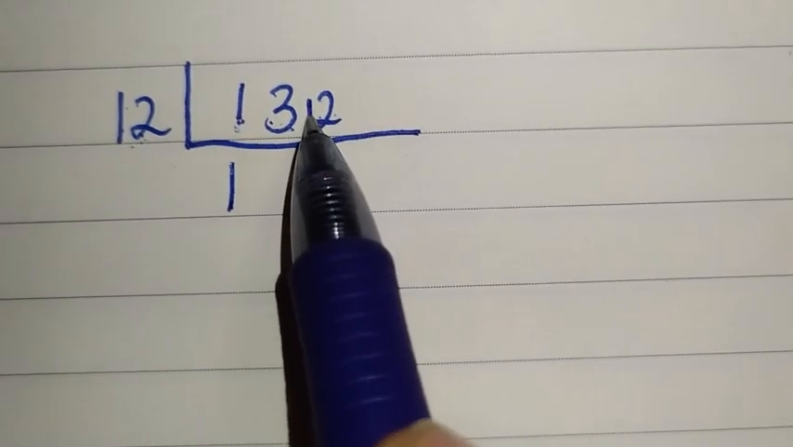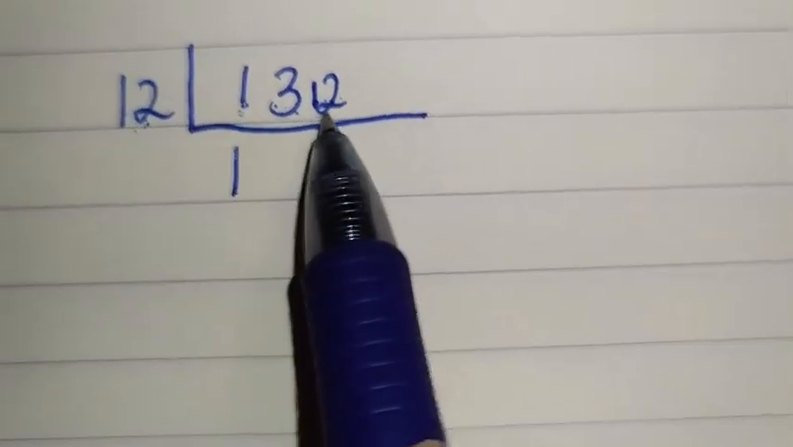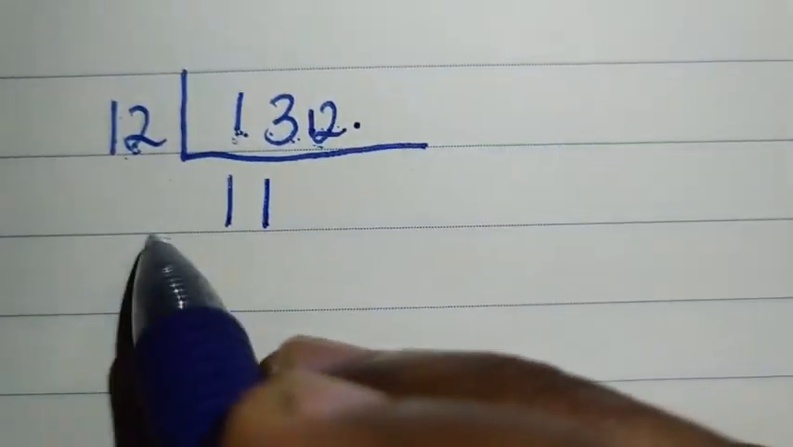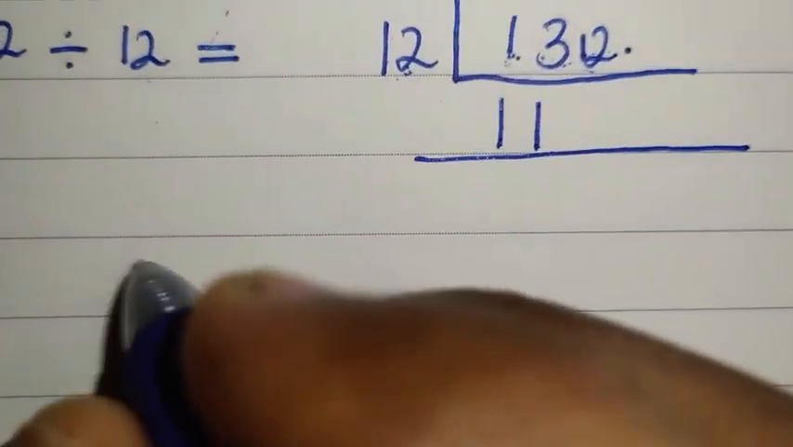So the 1 will be attached to this 2, and then I will ask again how many 12 goes in 12, and that will give me what? 1. So which is the end of the division. So that means 132 divided by 12 will give me what? 11.